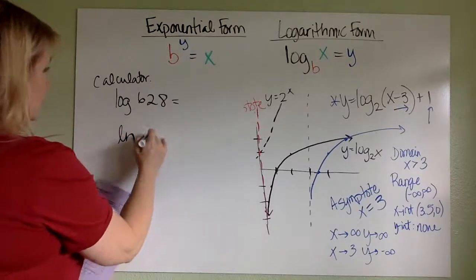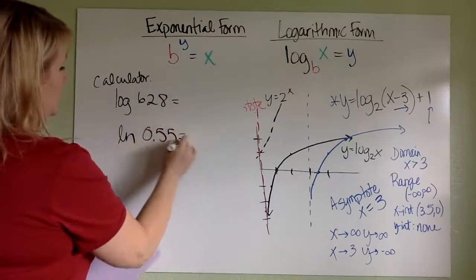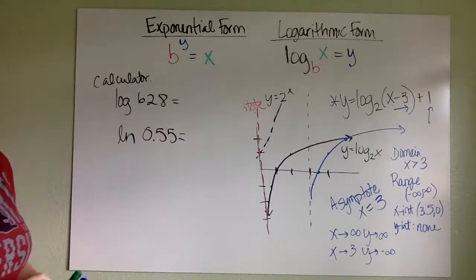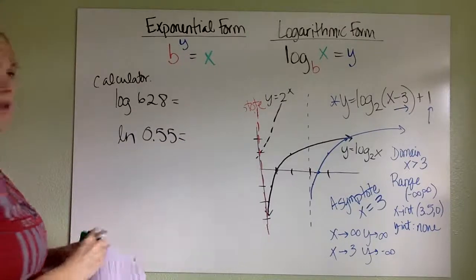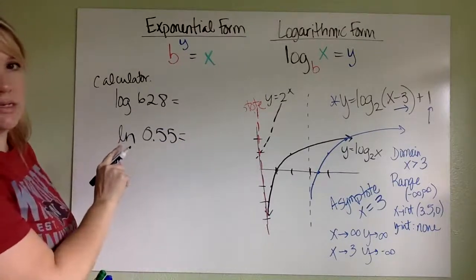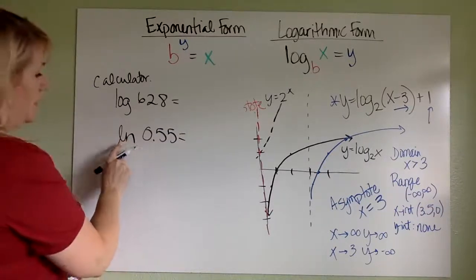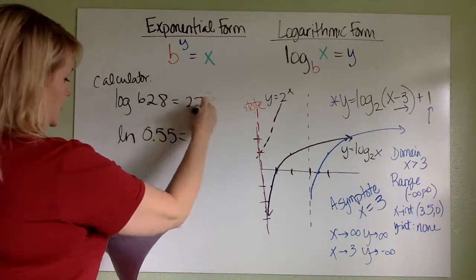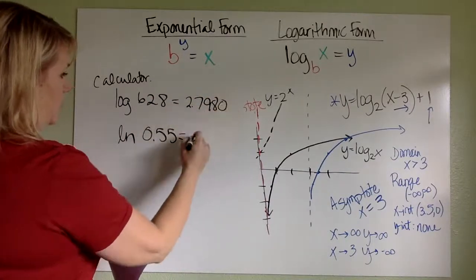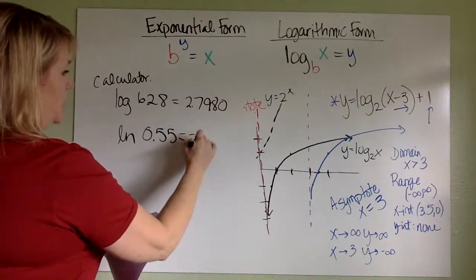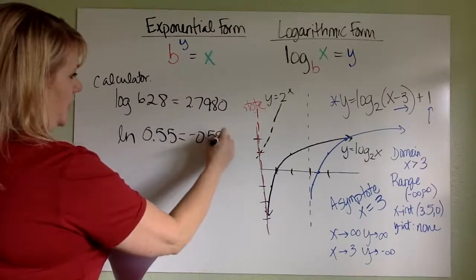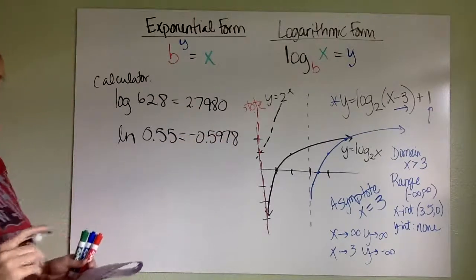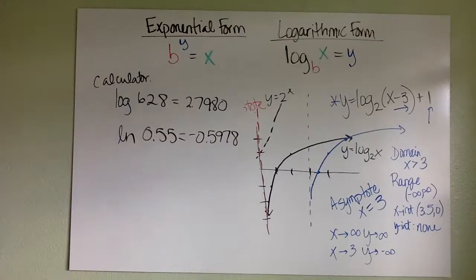The same with the natural log. If I'm asked to calculate the natural log of 0.55, just find the natural log button on your calculator. If you're using Desmos scientific calculator, just type in ln. Just the letters ln. So this one is 2.798 if we round to the ten thousandths, and this is negative 0.5978 if we round to the ten thousandths.